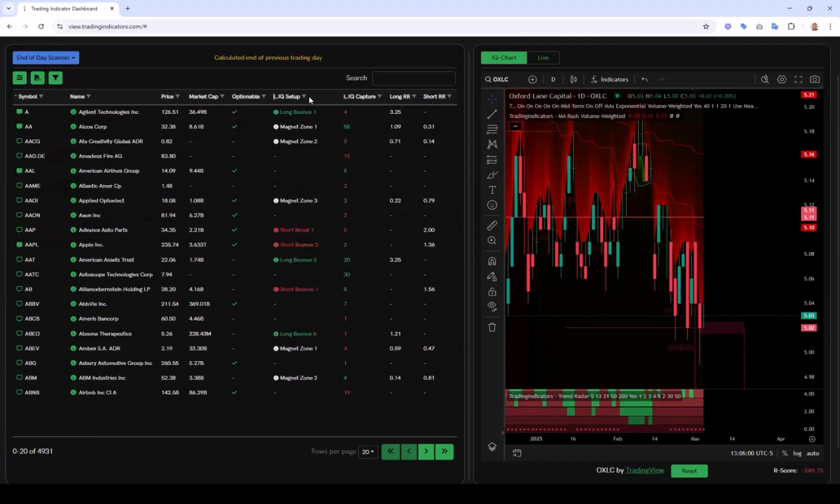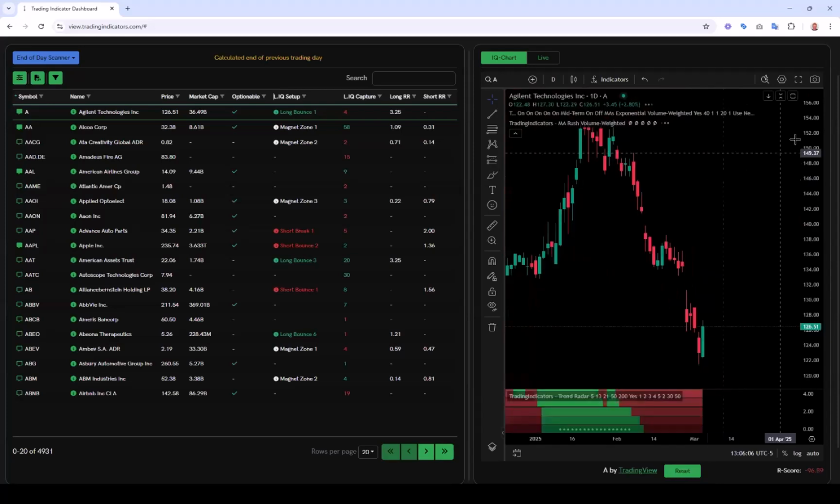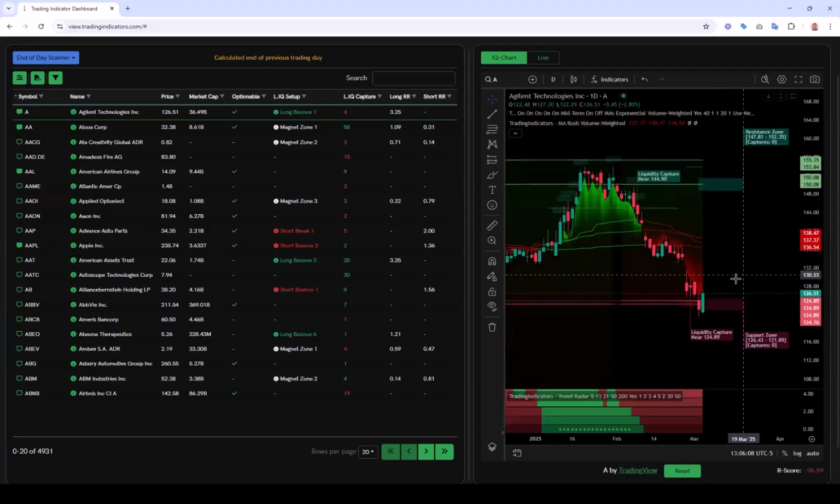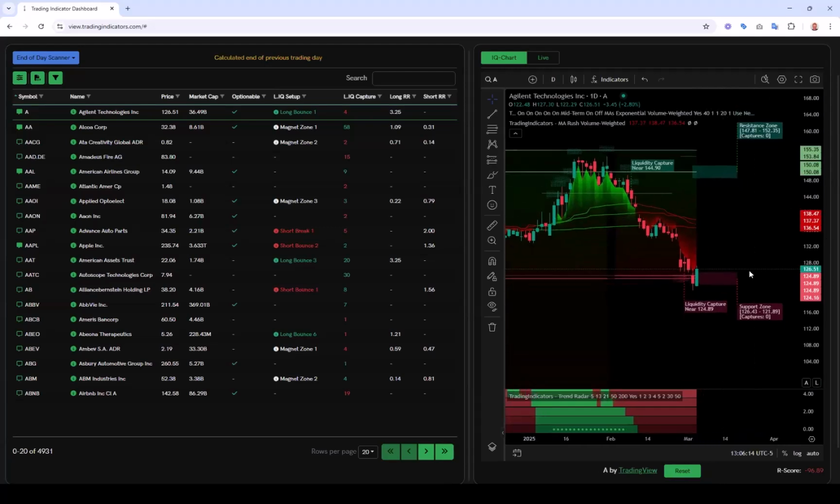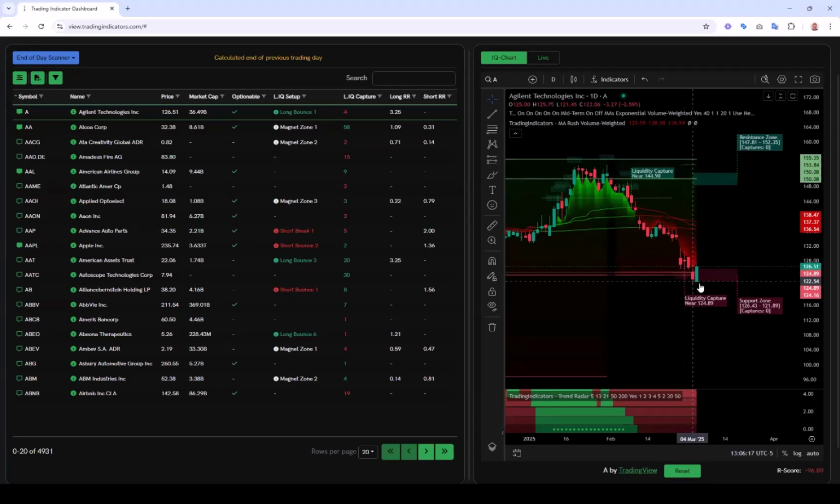Next one, liquidity IQ setup. We're going to expand on this a little bit more, but these setups here are based on our liquidity IQ indicator, which shows you these support and resistance zones. So what do we see here, for example? Where is price in relation to these zones? Well, in this case, we are right at this support level, and the price is right here. Meaning, we may be bouncing off to the long side from this level. Call this a long bounce.